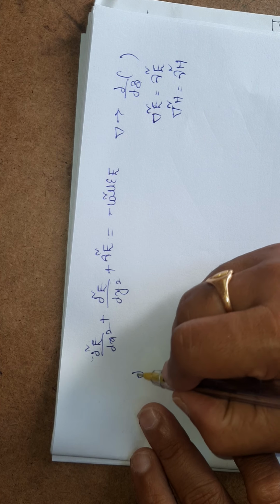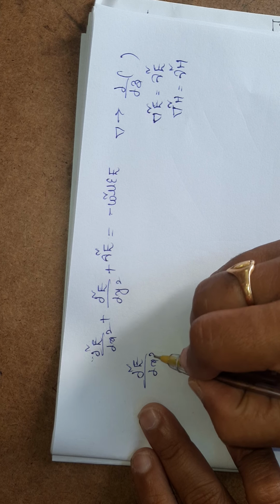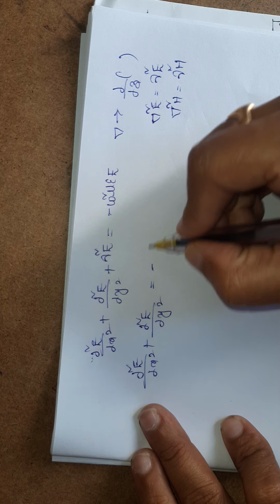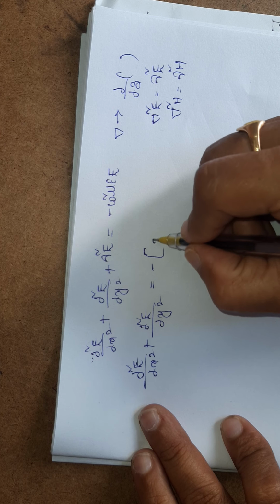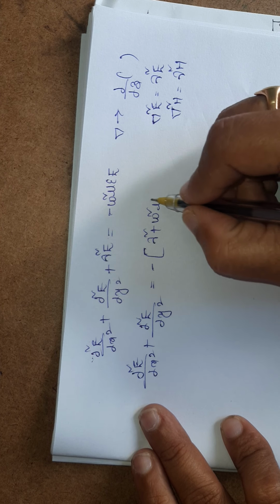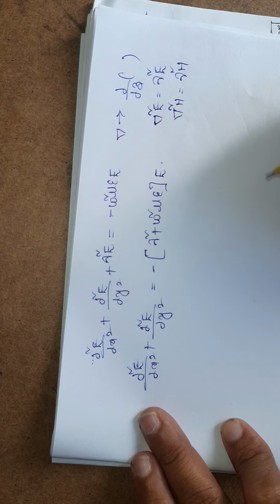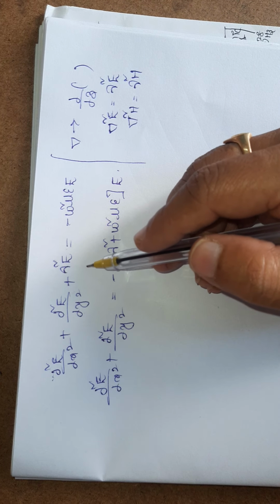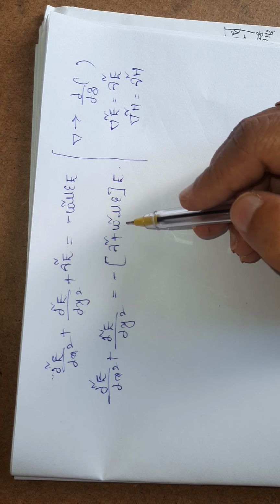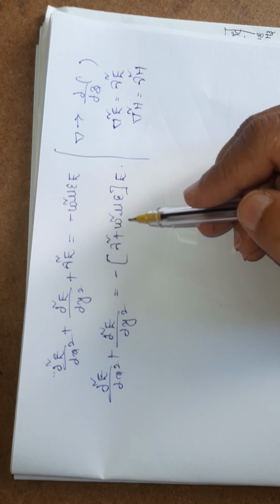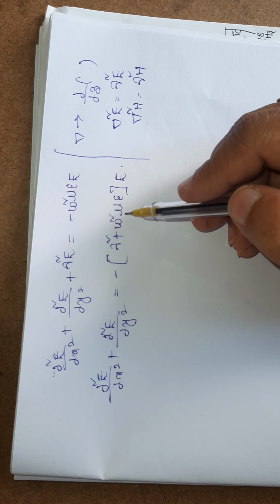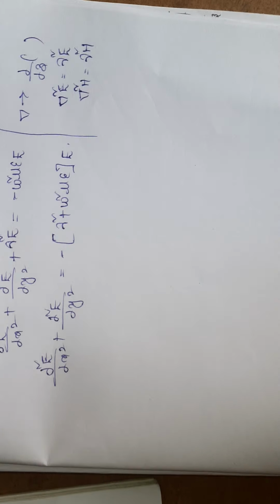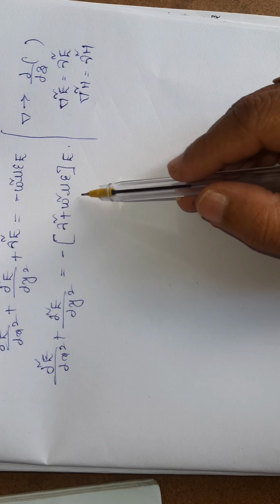So here, ∂²E/∂x² + ∂²E/∂y² is equal to, taking minus common, minus (γ² + ω²με) E. I am taking minus E as common. So what is γ² + ω²με?